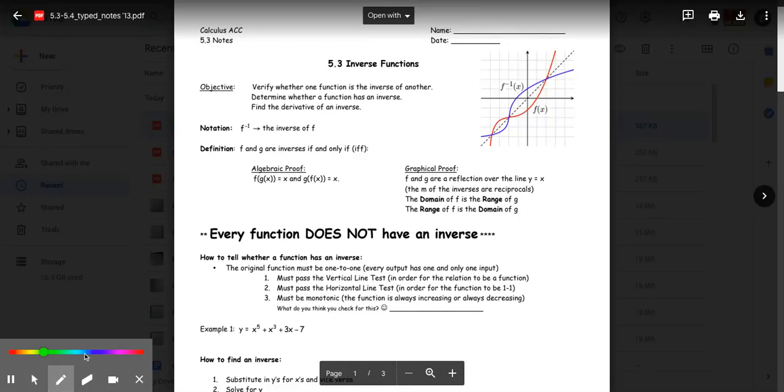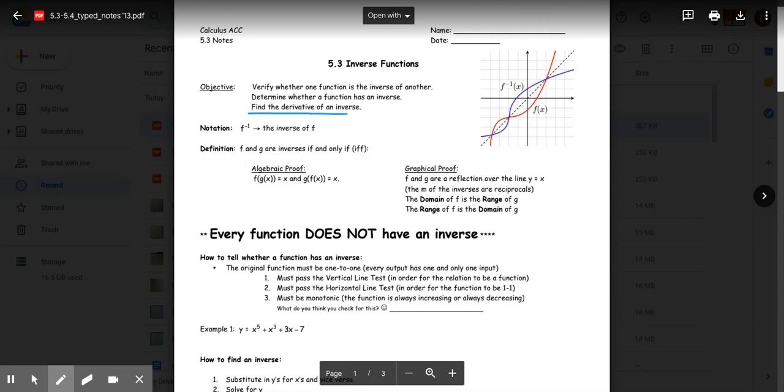Hey guys, so starting with section 5.3, it's dealing with inverse functions. This is something that you guys learned back either in Algebra 2 or pre-calc. So our objective is to verify whether one function is the inverse of another, to determine if a function has an inverse, and then find the derivative of the inverse.